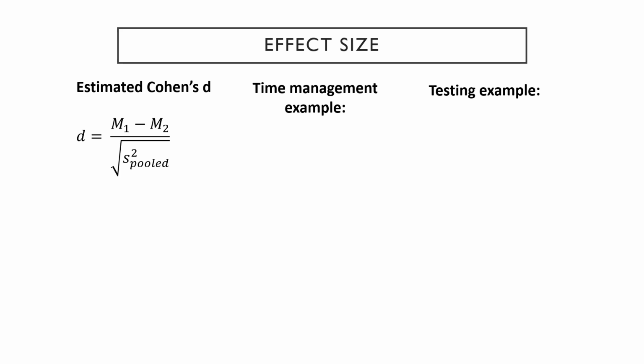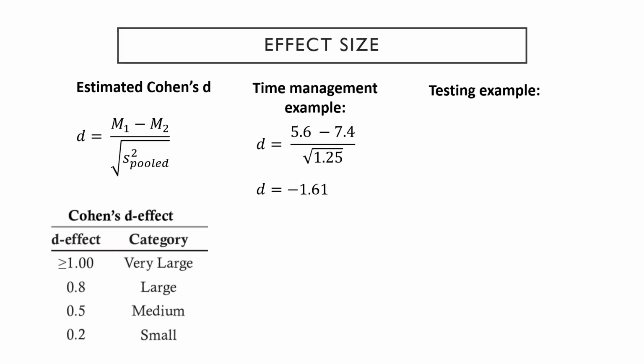The estimated Cohen's d can be found with the equation mean 1 minus mean 2 divided by the square root of the pooled variance. You can pause to solve for both examples if you would like, but I'll continue here with the answers. For the management example, we have 5.6 minus 7.4 divided by the square root of 1.25. Which is roughly negative 1.61.